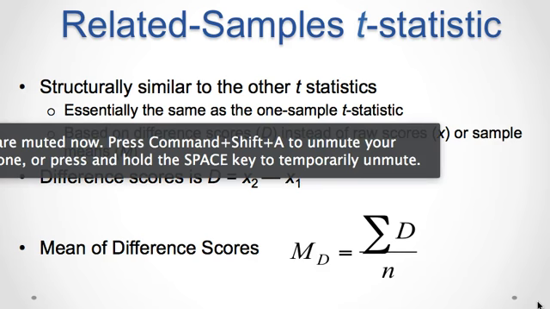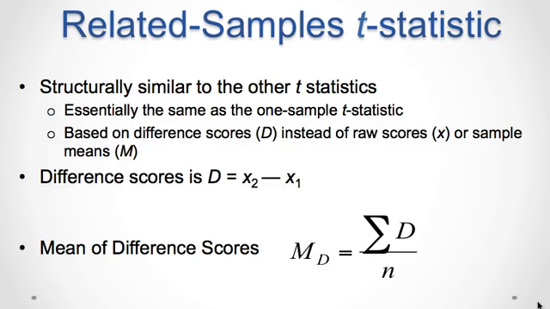Related samples t-statistic is structurally the same as a one-sample t-statistic from Chapter 10. Related samples t-statistic is based on difference scores d, instead of raw scores x, or sample means M. So to prepare for statistical analyses, we need to calculate difference scores, or the difference between first and second scores. Difference scores are d equal to x2 minus x1.